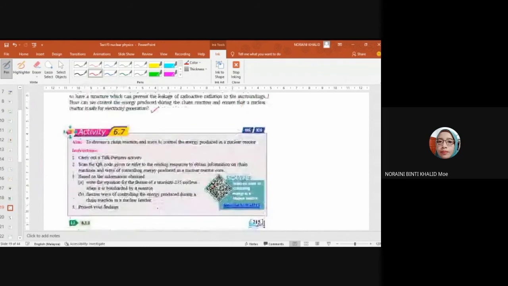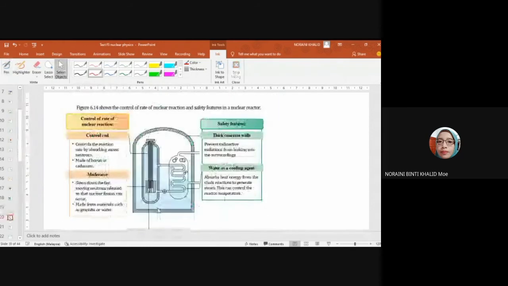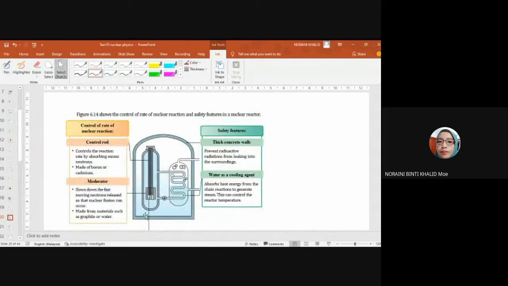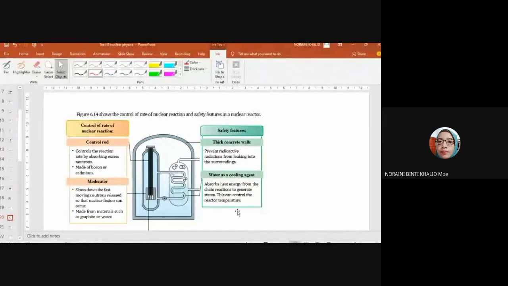So we need to discuss what safety measures are carried out in the nuclear reactor. Look at this again. In order to control the rate of nuclear reaction, safety features are carried out in the nuclear reactor. In order to control the number of nuclear fission processes, or the rate of fission, the neutrons that are produced need to be absorbed, or we need to control the number of neutrons involved in the fission process. So what we do, we have this one, the control rod.